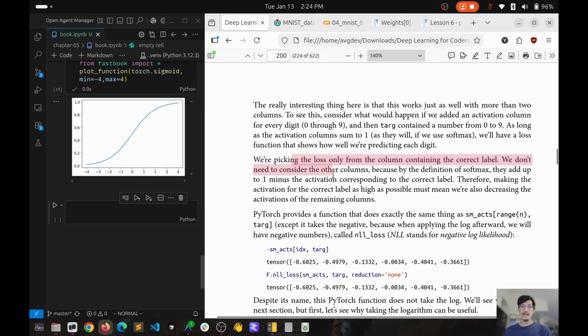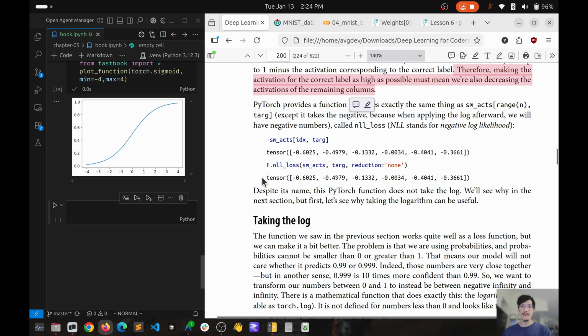We don't need to consider the other columns because by the definition of softmax, they add up to 1 minus the activation corresponding to the correct label. Therefore, making the activation for the correct label as high as possible must mean we're also decreasing the activations of the remaining columns.